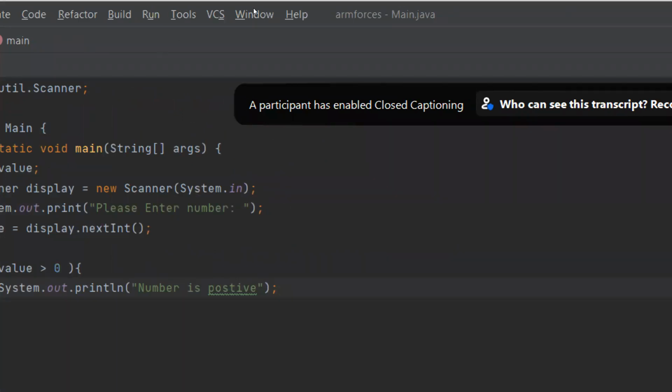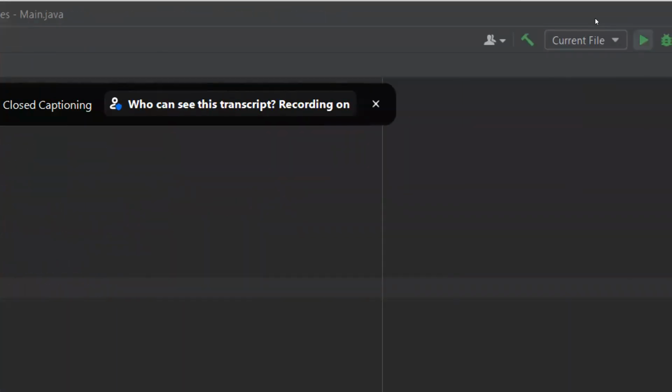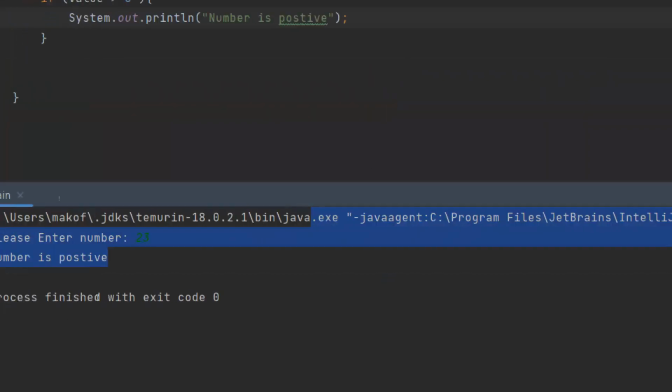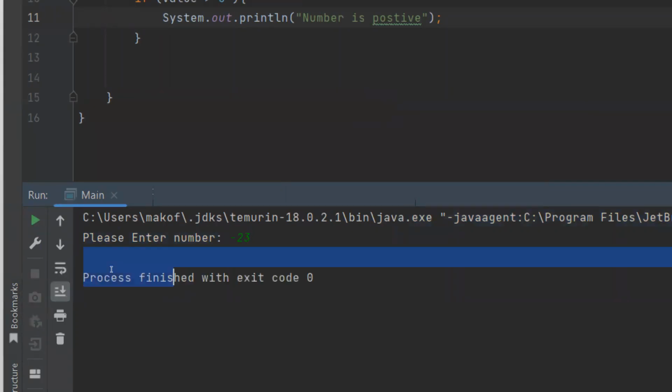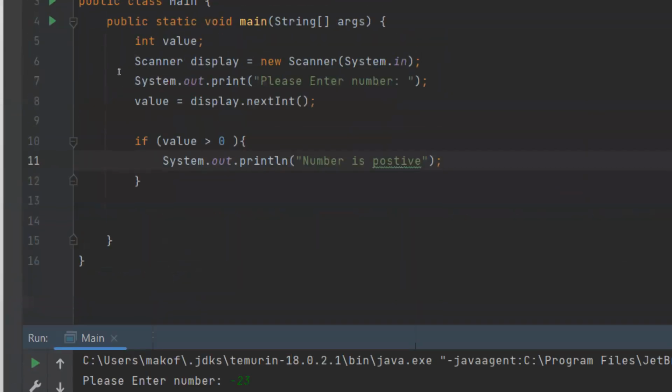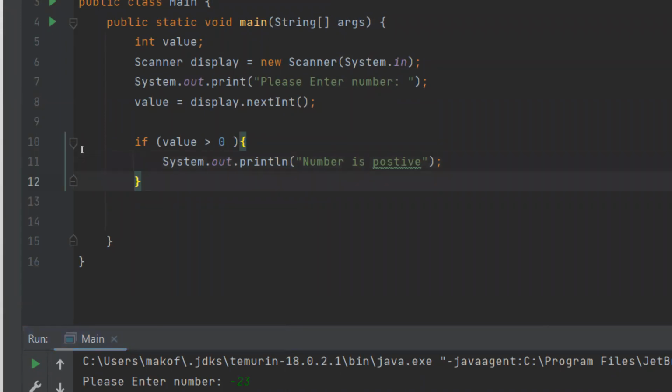Now, if I run this again, and I come here, and I type negative 23, I expect to see nothing here. Why am I seeing nothing here? Because negative 23 is not greater than 0, hence nothing is being shown. Because I've told the program to do nothing if this condition is what? False. Any questions?